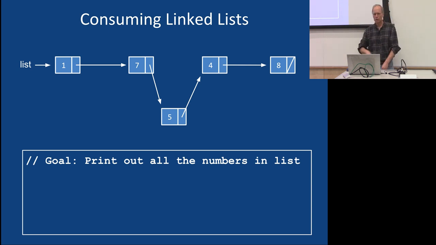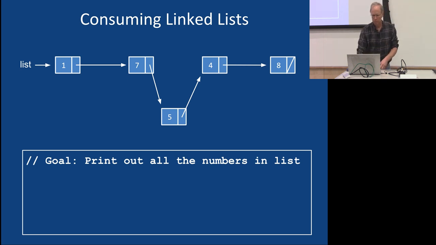Okay, so that's good. Now, what would code look like if I wanted to, given a list like this, print out everything in the list? What would a loop look like that consumed a list? Walk down the list. Yeah? I was just calling getNext. Okay. So you call getNext over and over again until what? Until you hit null. Until I hit null.